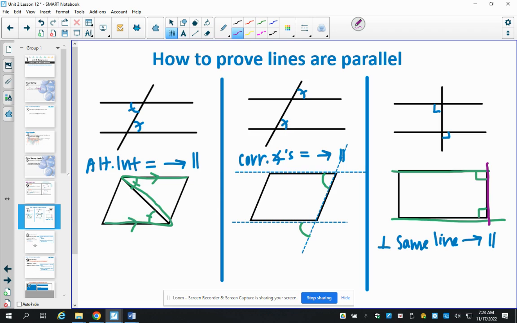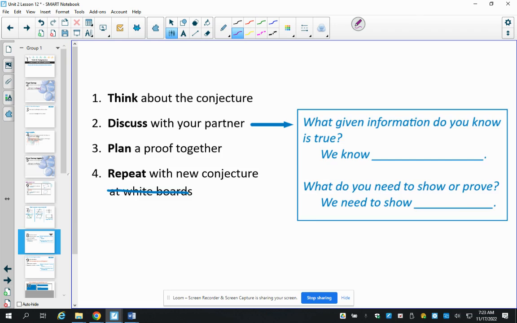So what we're going to be doing is looking at a couple of statements here. And so we're going to get a statement similar to what we got with all parallelograms or rectangles. So we're going to think about the conjecture. If you're in class or with somebody, you can discuss it with a partner, get a plan together of how you're going to prove it, and then we're going to repeat this with new conjectures.